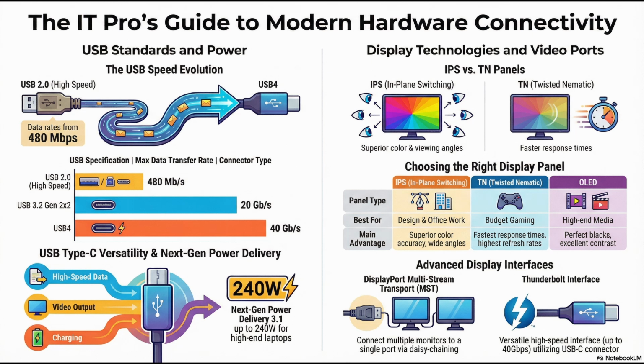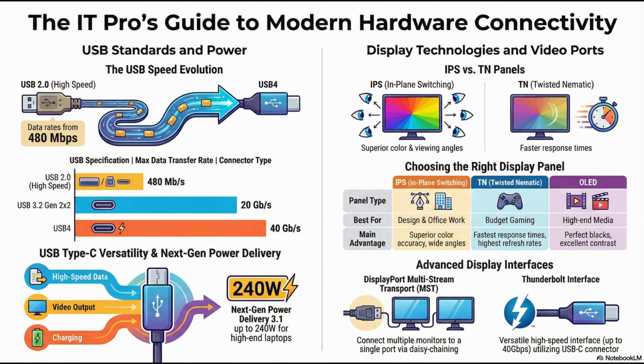Is there a middle ground? That would be VA, or vertical alignment. It has much better contrast than IPS. The blacks are deeper and the colors are better than TN. But it suffers from color shifting at angles, and it can have some ghosting with fast motion. It still feels like we're just shuffling compromises.